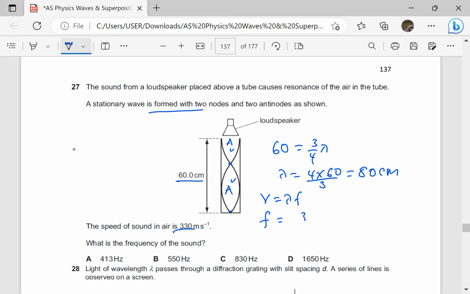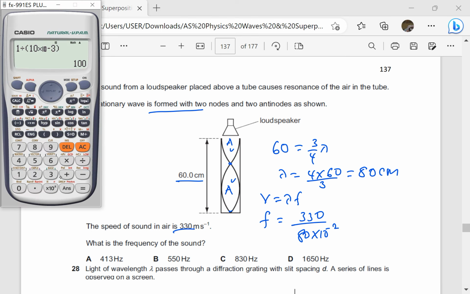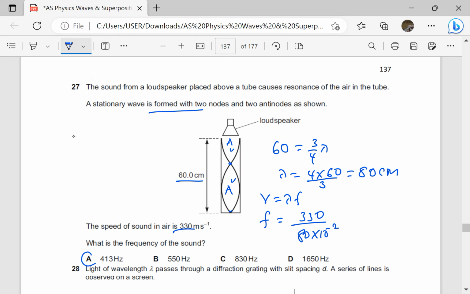So from v = λf, it means the frequency is going to be v, which is 330, divided by λ, which is 80 times 10 to the power negative 2. So we can check 330 divided by 80 times 10 to the negative 2. So that gives us 412.5, which is approximately 413. So our answer is A.